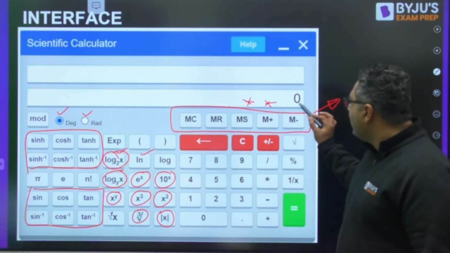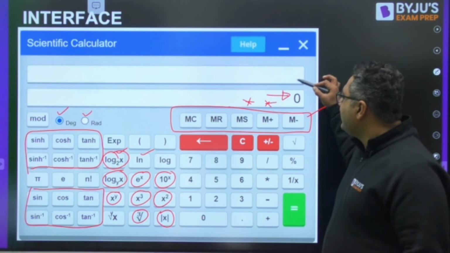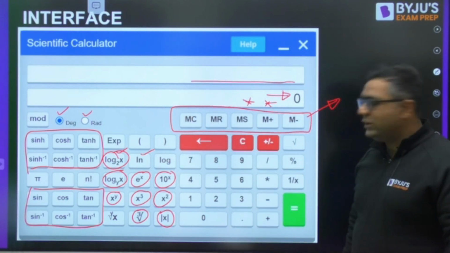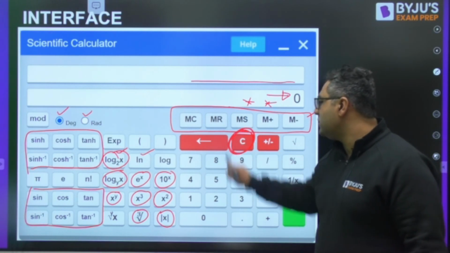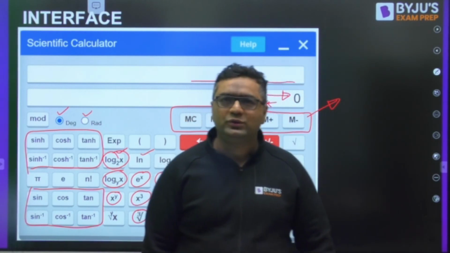You can see here whatever input you give, it goes here, and here the calculations go on. And whenever you perform any calculation, after that you need to clear it so that the previous calculation is cleared, okay? One by one we are going to see how to use it.